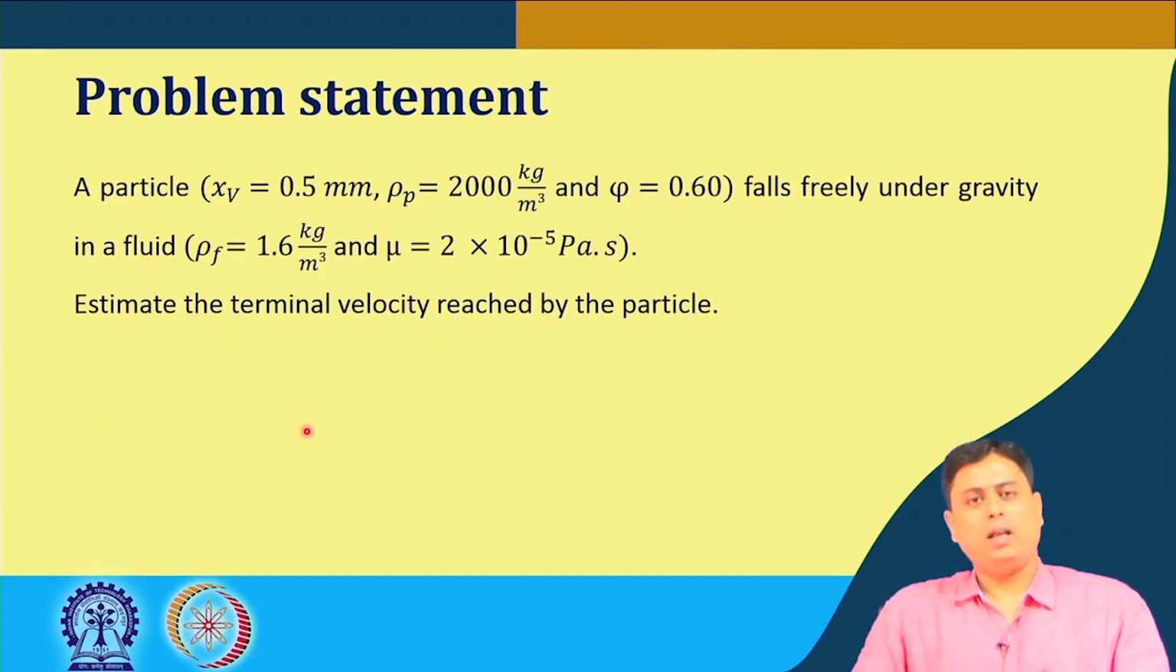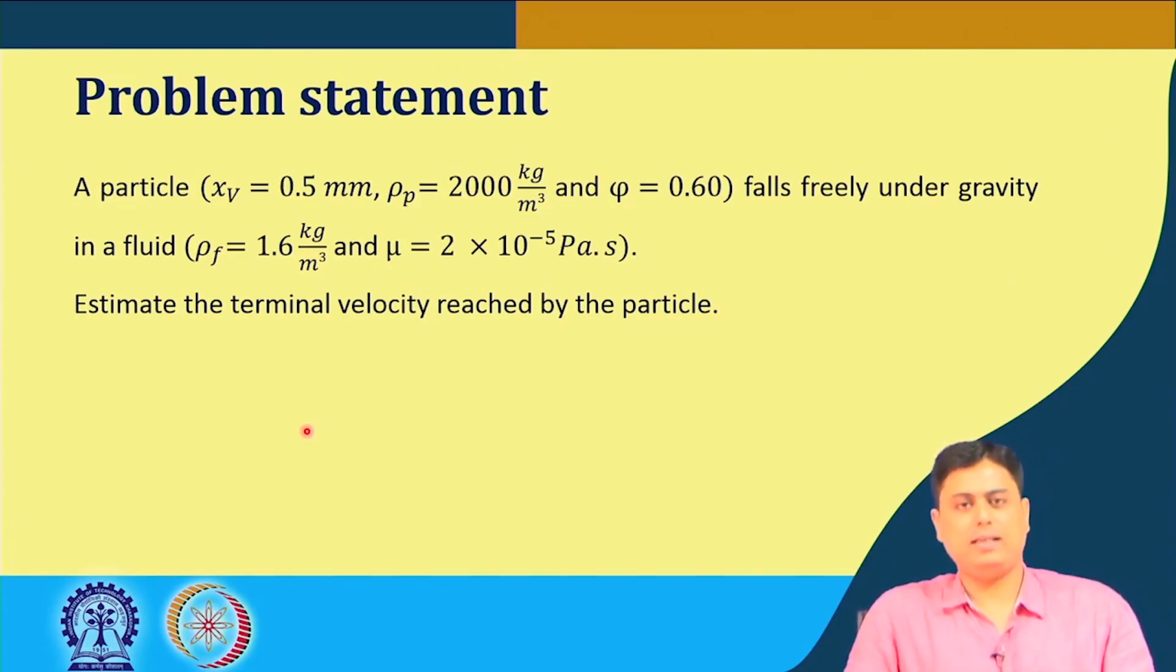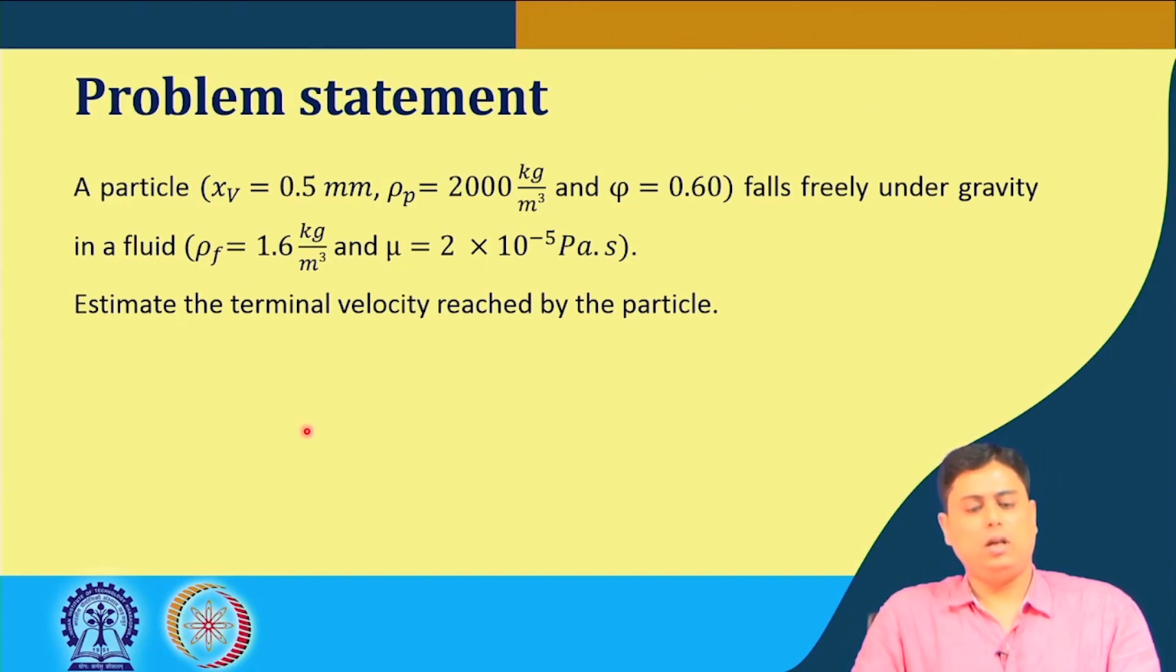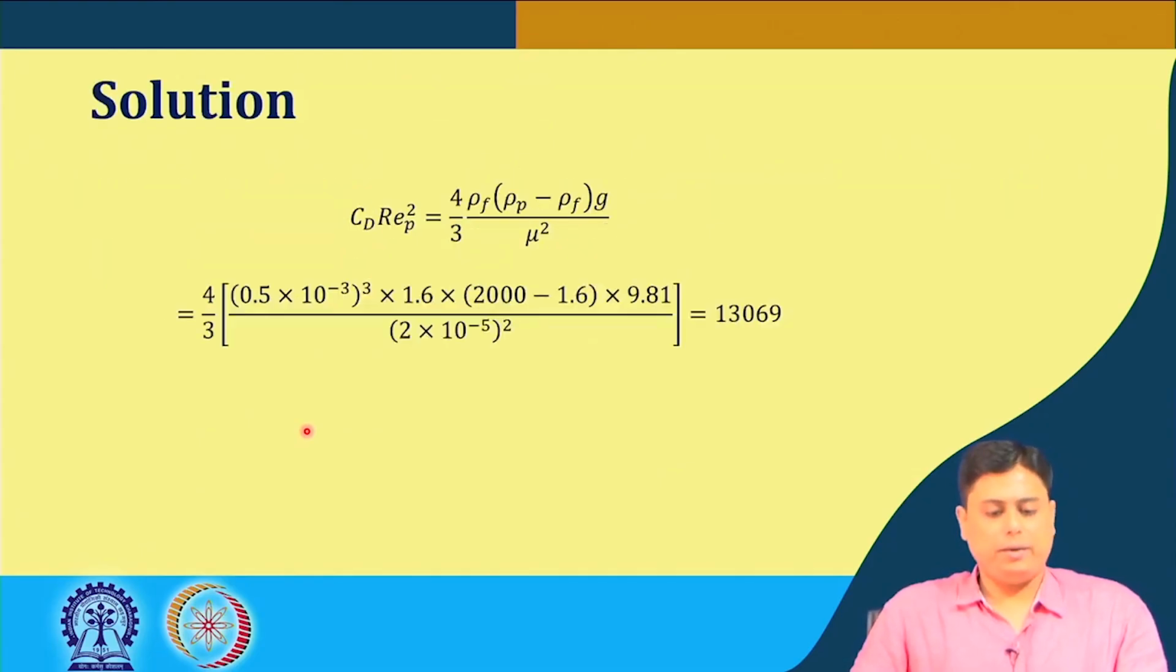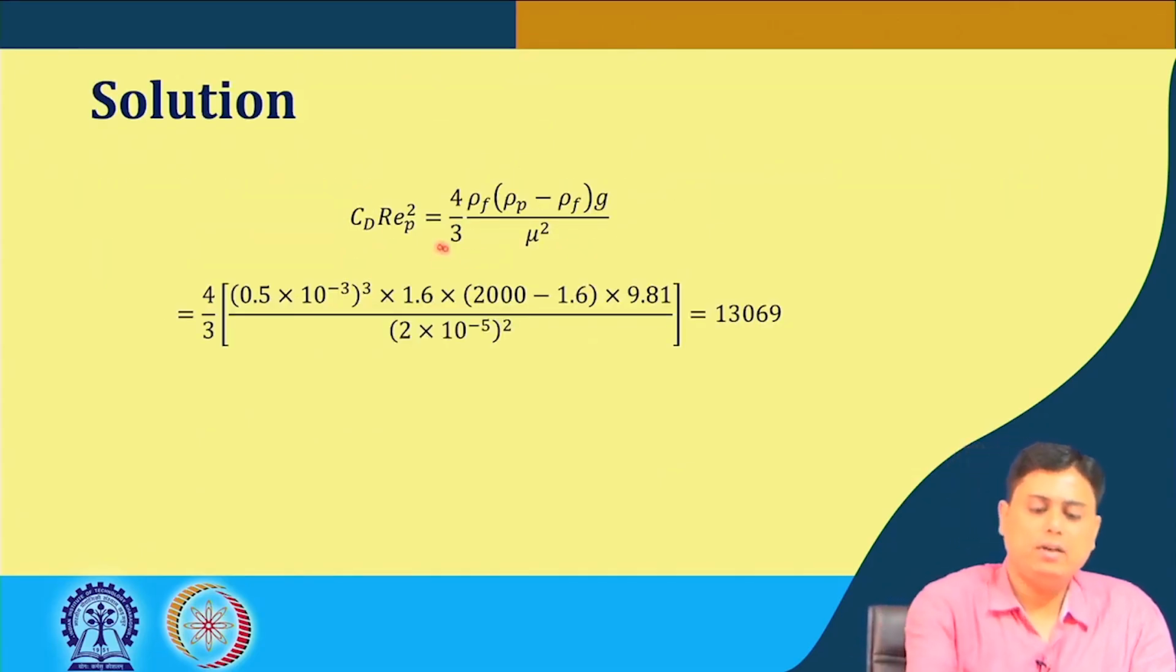Okay. So, again, instead of arbitrarily assuming that the Stokes law region applies here, which may not be true, the strategy is again to find an expression that is known already, that CD times REP square. This value is independent of the terminal velocity. So that method we will apply here again.